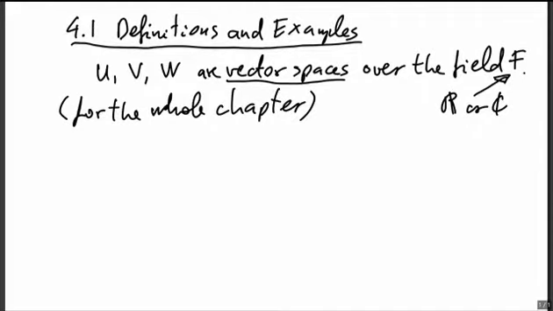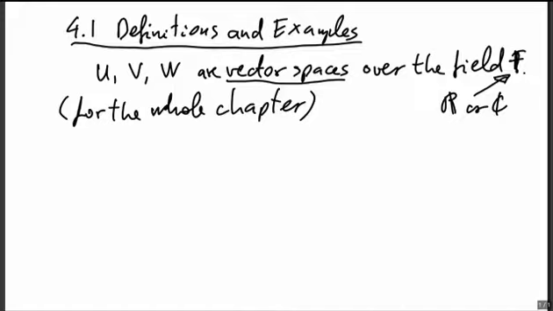So section 4.1, definitions and examples. Throughout the whole chapter, U, V, and W will denote vector spaces over the field F, but actually most of the time this scalar field F will be the real numbers or sometimes maybe the complex numbers. We will work with linear transformations.